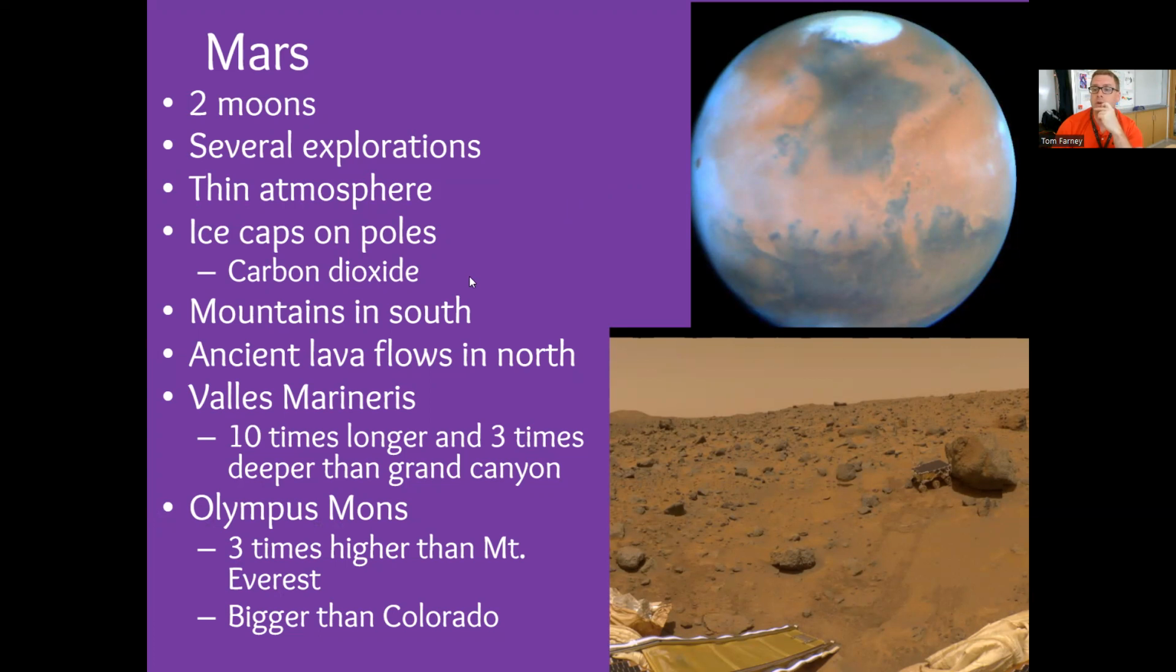It has a couple really cool geographic features. We have the Valles Marineris, and I'm sure I'm mispronouncing that, which is 10 times longer and 3 times deeper than the Grand Canyon, if you want to talk surface trenches. And then it is the home to the highest mountain in our solar system, Olympus Mons.